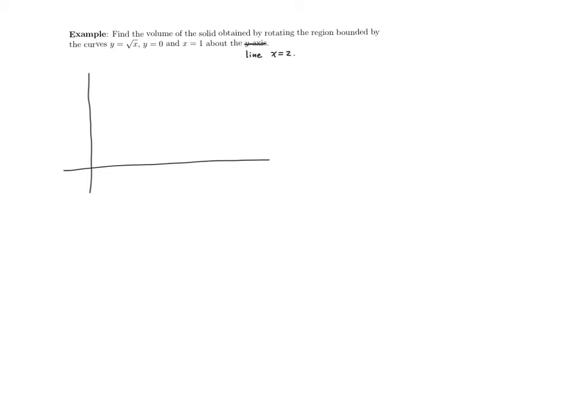For our remaining example, let's find the volume of the solid of revolution obtained by rotating the region bounded by y equals square root x, y equals 0, and x equals 1 about the line x equals 2. So let's start by drawing the region. y equals 0 corresponds to the x-axis. Then we have the line x equals 1 and the curve y equals the square root of x.